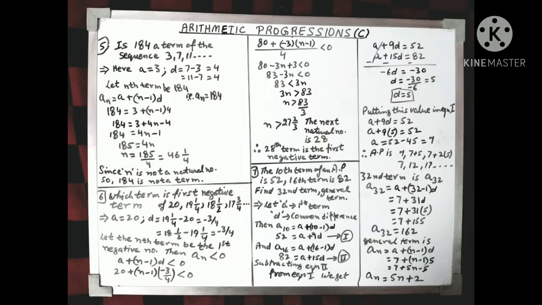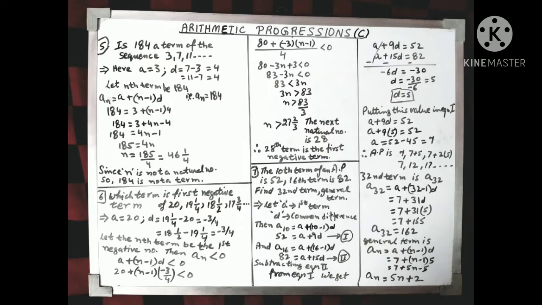But here n is not a natural number, because we can have first term, second term, third term or fourth term, but we cannot have the term as a fraction, right? So we will say that 184 is not a term of this particular AP, right?